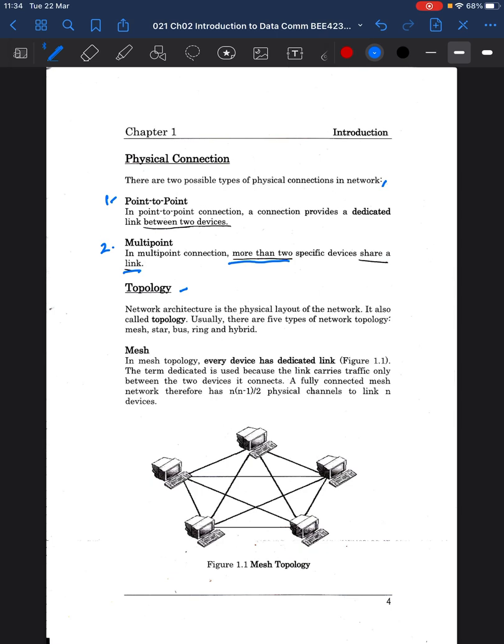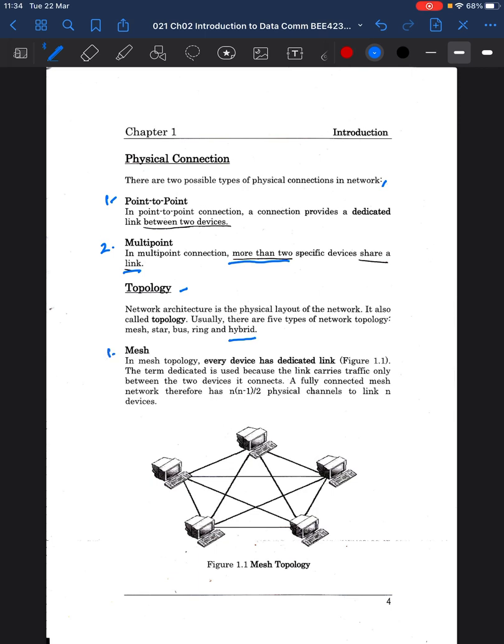Usually there are 5 types of network topology, network architecture. First is mesh, second is star, third is bus, fourth is ring, and the fifth is hybrid, or a mixture of those: mesh, star, bus, or ring. Okay, so first is mesh.